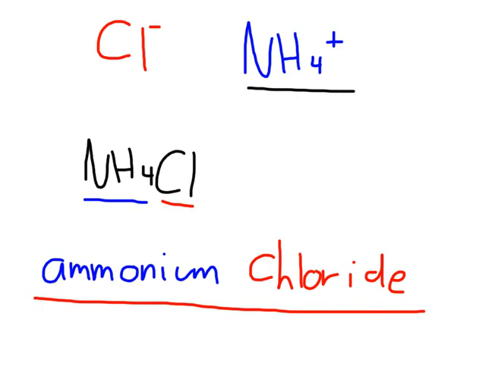Now we've done a lot of examples so far with a 1-to-1 ratio, but what happens when that doesn't fit? Well, let's take a look. This time, I think we're going to do cesium.